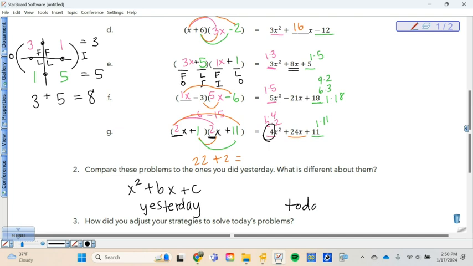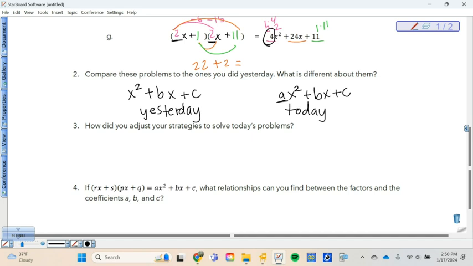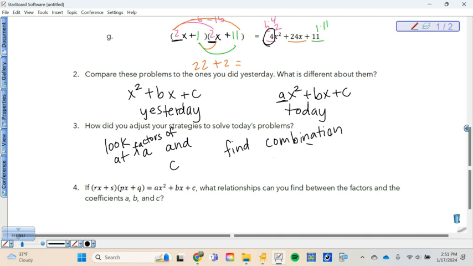Today we're looking at ax squared plus bx plus c. So I have this number out in front of the x squared, which changes things a little bit, right? Because now we have to look at both the first number and the last number. Look at A and C, right? And we have to find a combination. Look at, should have said, look at factors of A and C and find a combination to get to B.